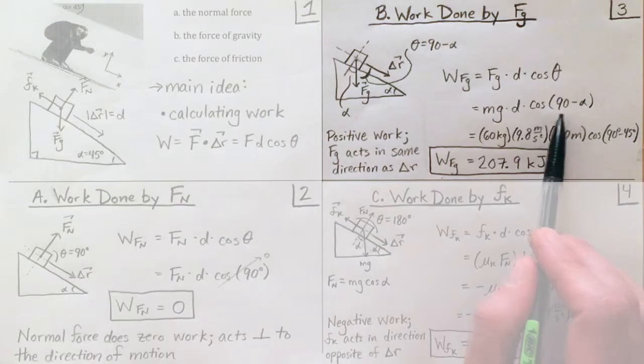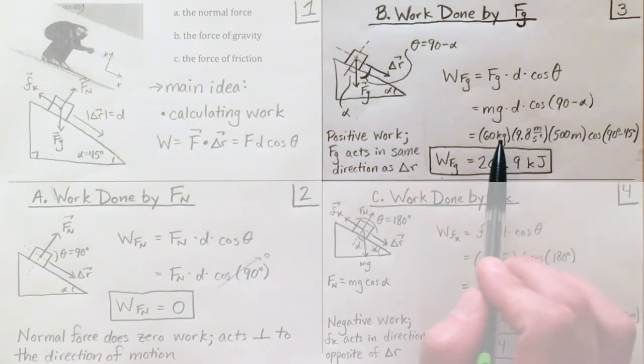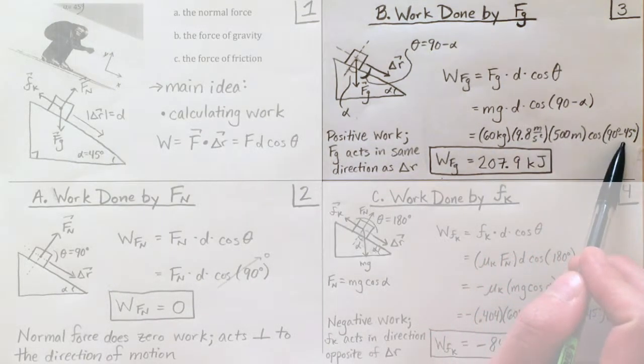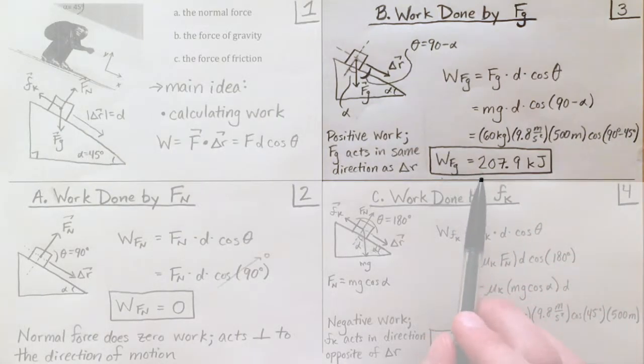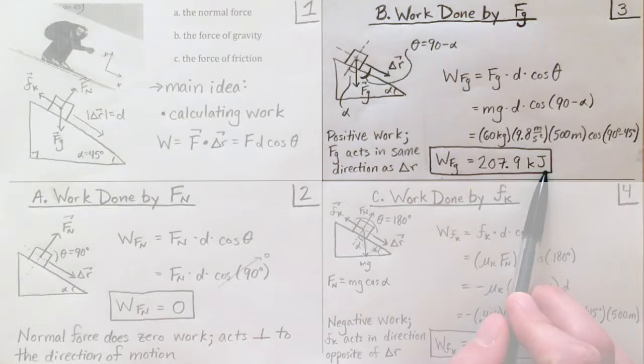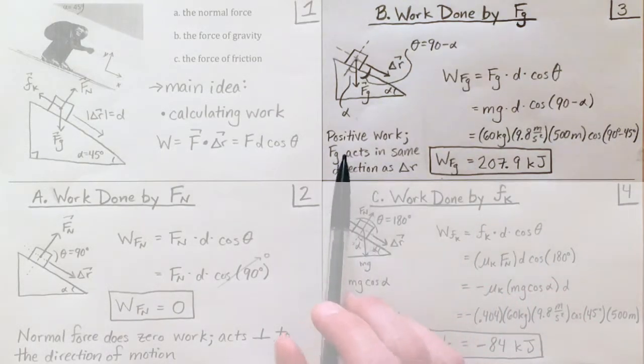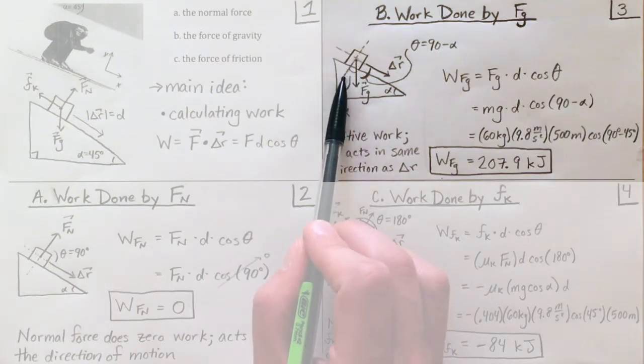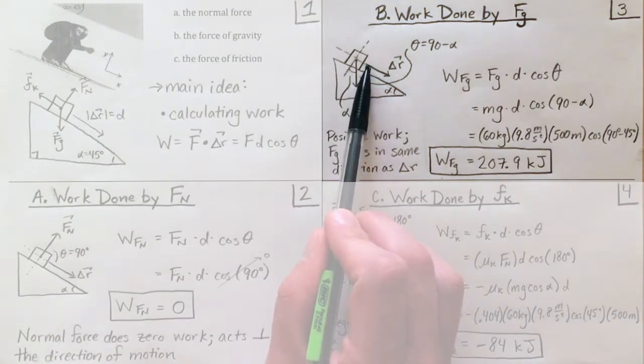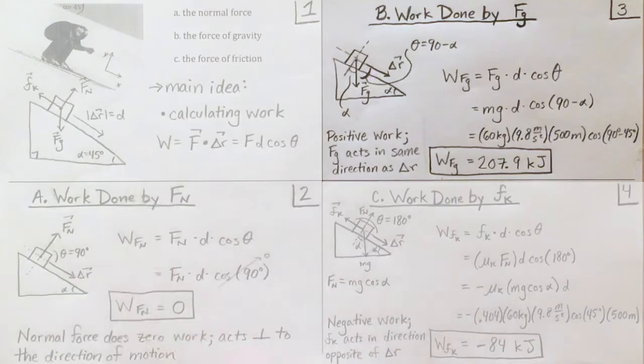Substituting in this expression into our formula for work, and then plugging in the numbers given in the problem statement, we can evaluate to find that the work done by gravity is equal to 207.9 kilojoules. We note that the work done by gravity is positive, and this makes sense because there is a component of the gravity force that is acting in the same direction as the motion.